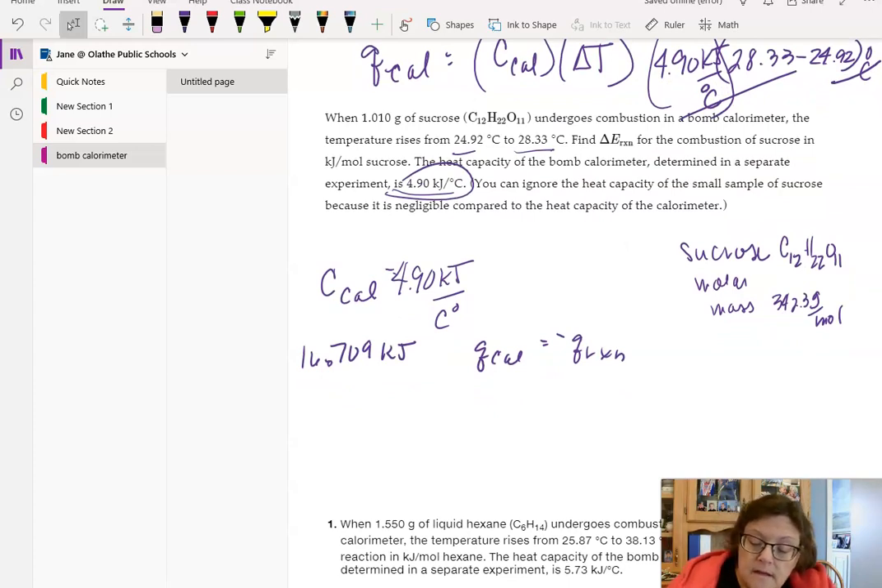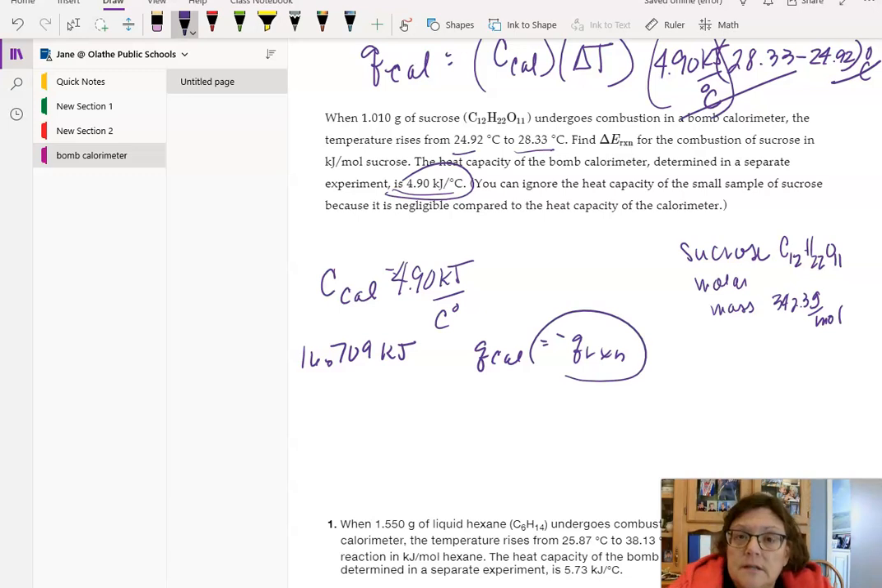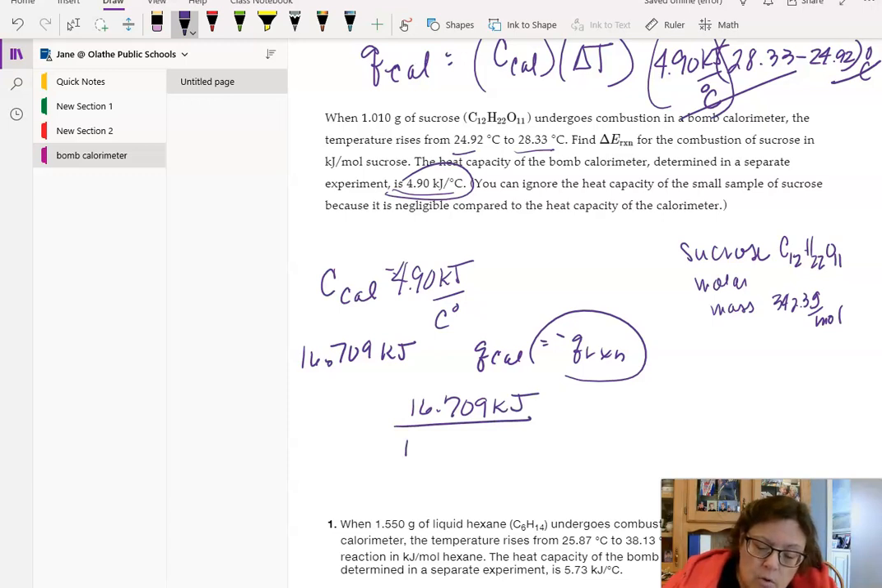All right, this value is for 1 mole. Did we have, in fact, 1 mole? No, we didn't. We had 16.709 kilojoules, and the amount we had was 1.010 grams. How do I change grams to moles? Go to the mole map, grams to moles, divide by the molar mass, 342.3 grams per mole.